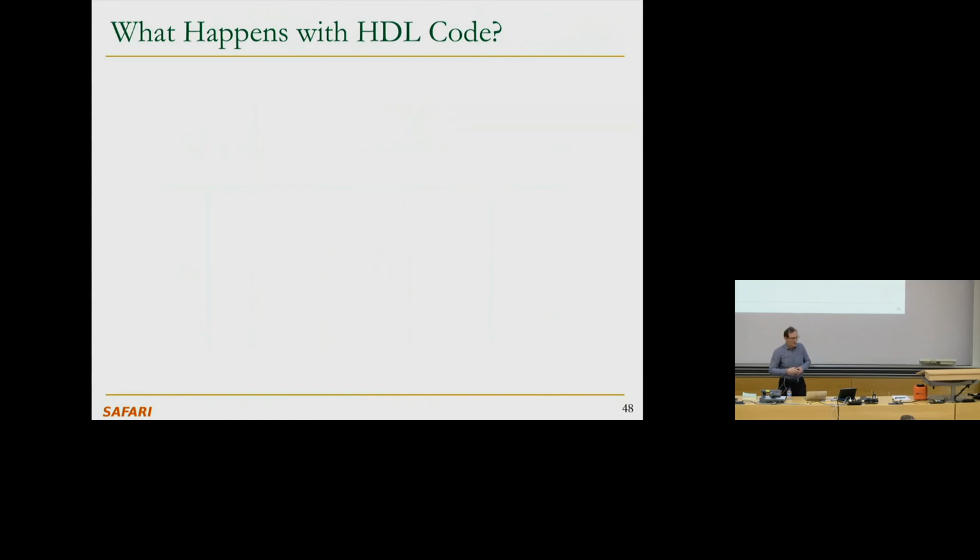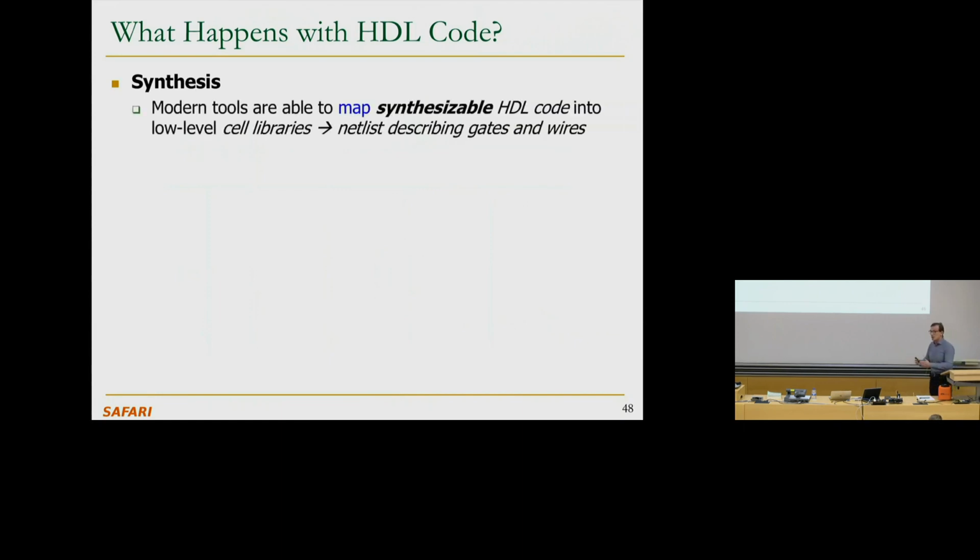Okay. So now we've seen some basics. Let's talk about what happens with the HDL code. Remember, we want to actually make ourselves efficient in designing hardware. So synthesis is what happens with HDL code. That's one thing that happens. Basically, you have modern tools called synthesis tools that are able to map hardware description language code to low-level cell libraries. But not all kinds of hardware description language code. There's a synthesizable portion. And this depends on what kind of tool you use. There are some synthesizable constructs. There are some non-synthesizable constructs.